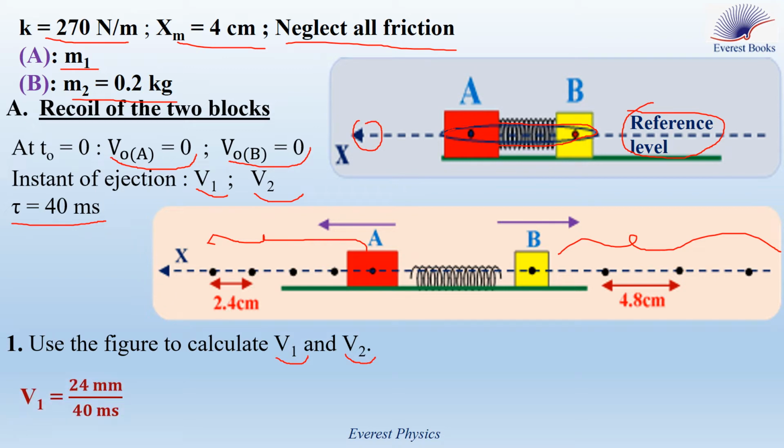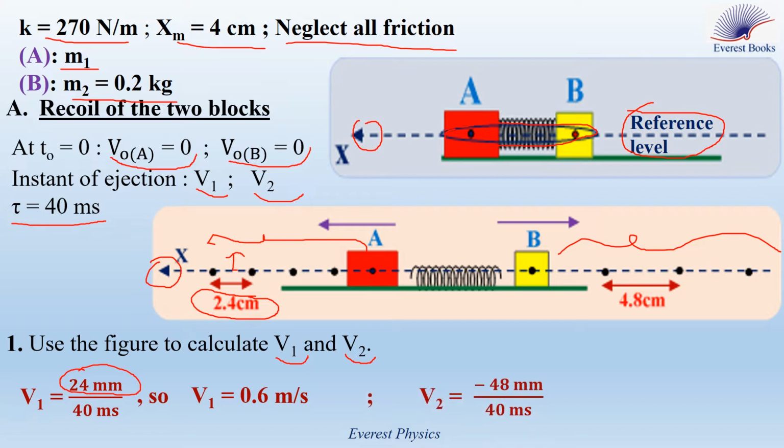We know that the motion of A after ejection is uniform, so v is given by the displacement over the time. Since A moves along the positive x-axis, v1 is greater than 0. From the figure, the distance between two successive dots is equal to 2.4 cm, which is equivalent to 24 millimeters, and the time interval between these two dots is tau. Now, v1 equals 24 millimeters over 40 milliseconds, we get v1 equal 0.6 meters per second.